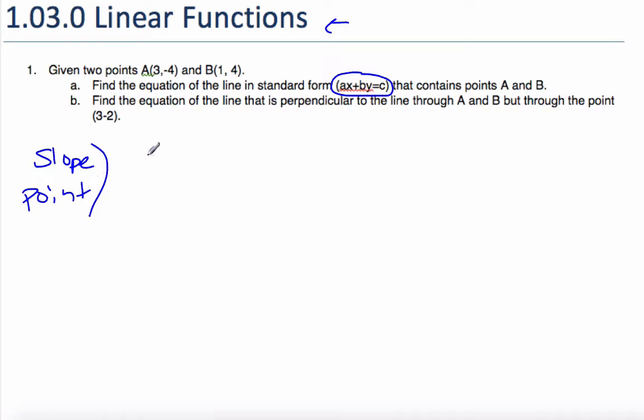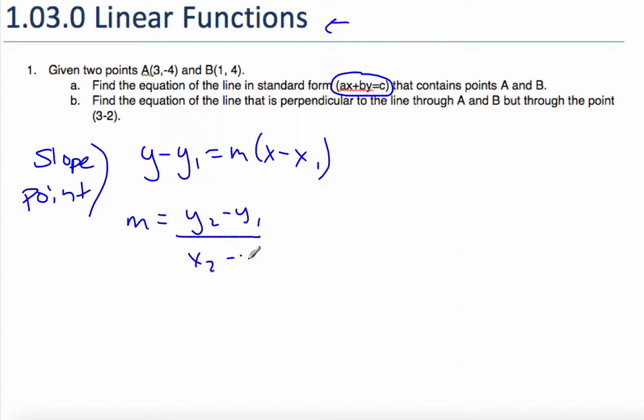And the equation that you know that I love is this one, y minus y1 equals m times x minus x1. And that equation will get us into standard form. So, starting off, we have to find the slope when we have A and B. Finding the slope, we know slope is y2 minus y1 over x2 minus x1. Another way to think about that is the rise over the run.